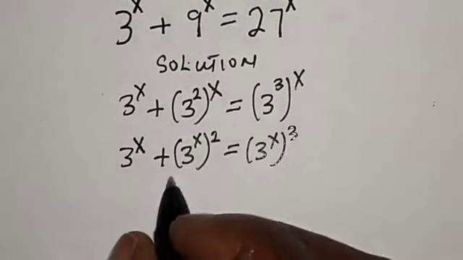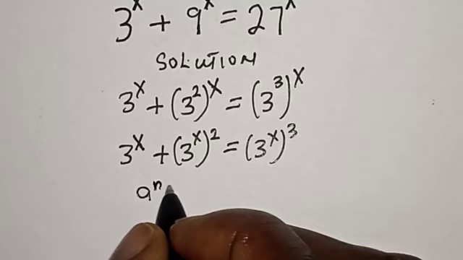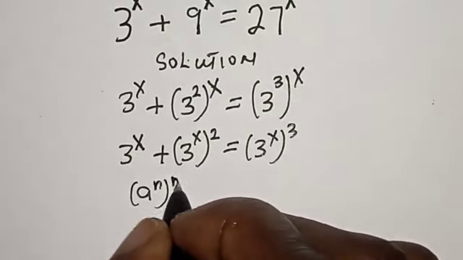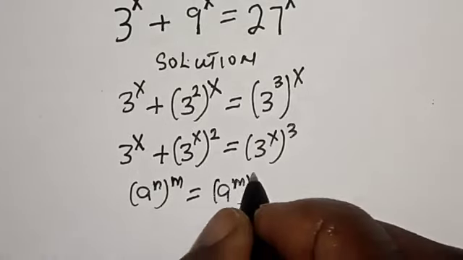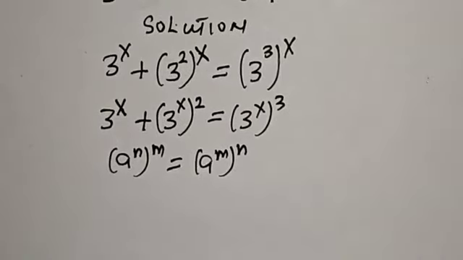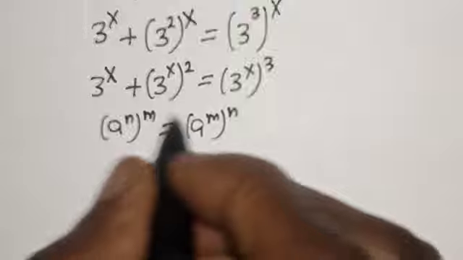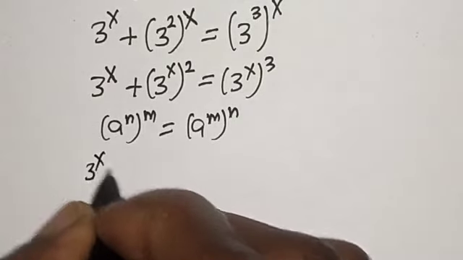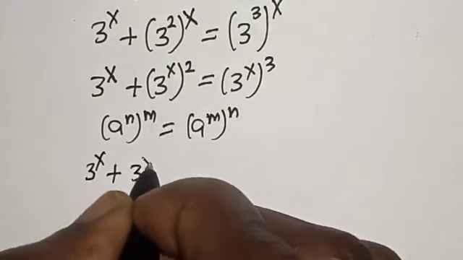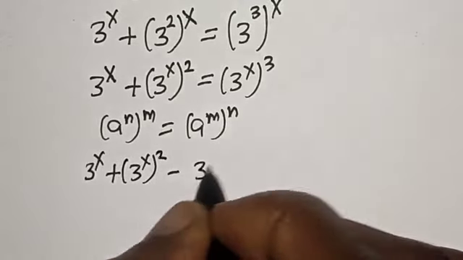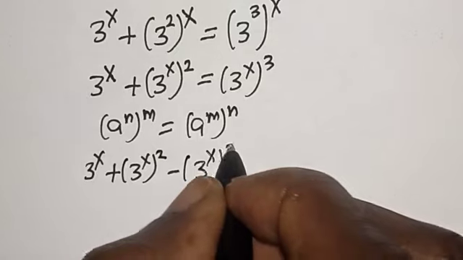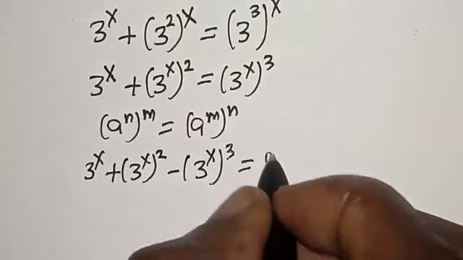That is from this rule that a raised to power n raised to power m is equal to a raised to power m raised to power n. Now we have 3 raised to power s plus 3 raised to power s squared minus 3 raised to power s raised to power 3 is equal to 0.